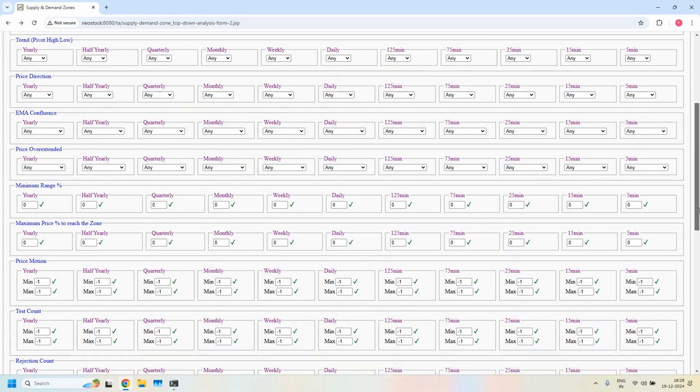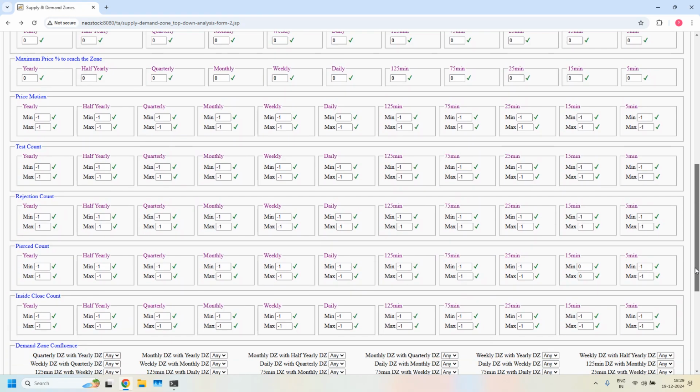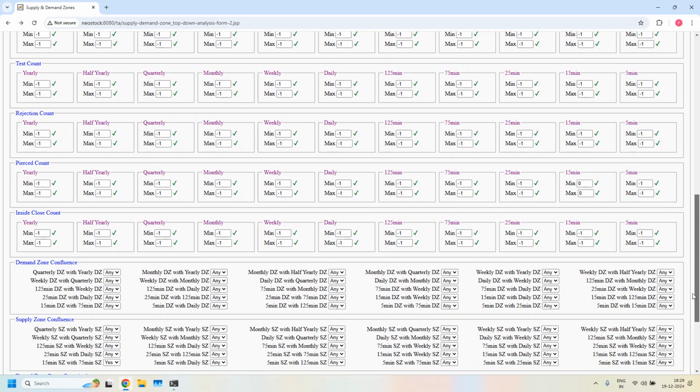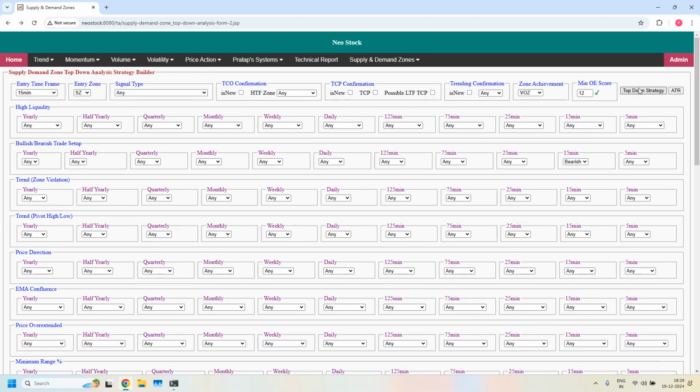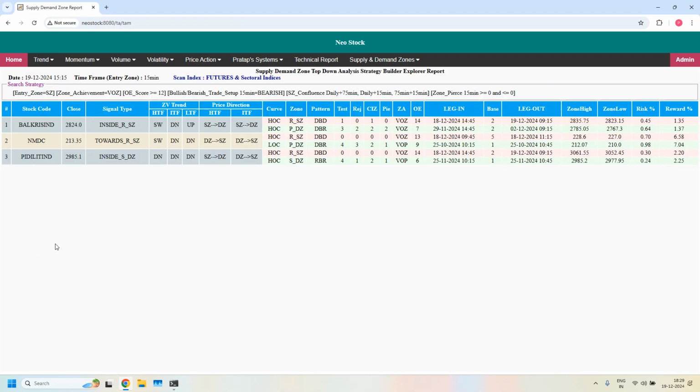So in the supply zone confluence, 2 more extra filters we should add. First one is already added and 2 more extra we have to add. That is 15 minute supply zone with daily supply zone confluence, 75 minute supply zone with daily supply zone confluence. With all the 3 filters, we got 3 stocks. In these 3 stocks, these 15 minute supply zones are part of the 75 minute supply zone, both together part of the daily supply zone.